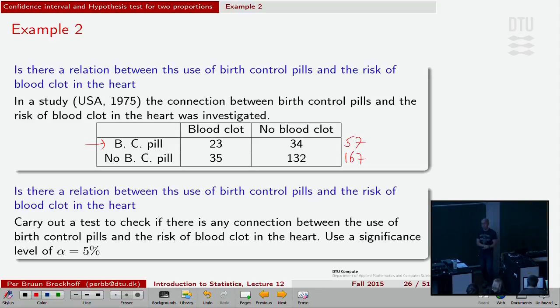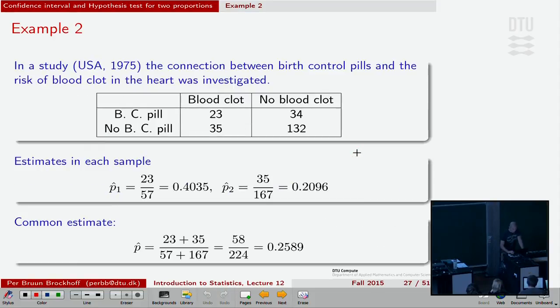So there are 2 groups, those that use, those that don't use. We have a risk of getting this disease in each group. Did I bring those risks? Yeah, here they are. If you are in the birth control pill group, your risk of getting this particular illness would be 40%.